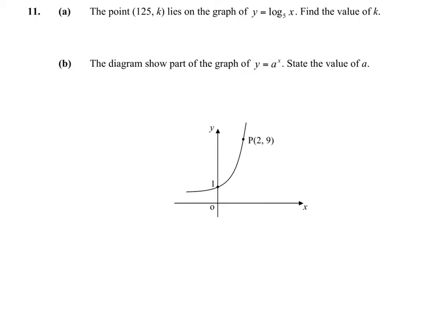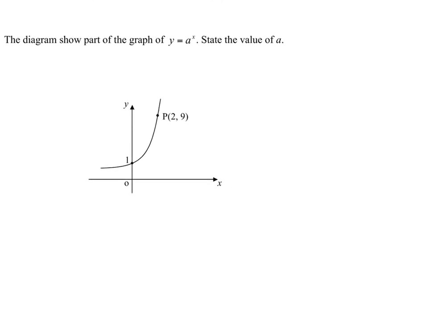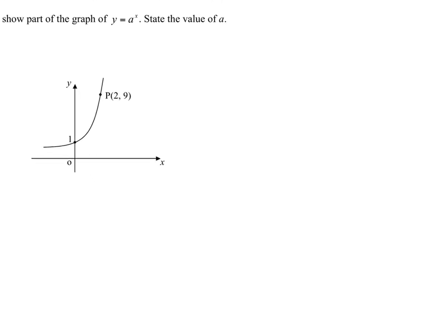Part B of the question: the diagram shows part of the graph of y equals a to the power of x. State the value of a. So this one's actually fairly straightforward. We'll give ourselves a little bit of room here. We have our equation, which is y equals a to the power of x. We have a point P, so that means the x value is 2, the y value is 9.